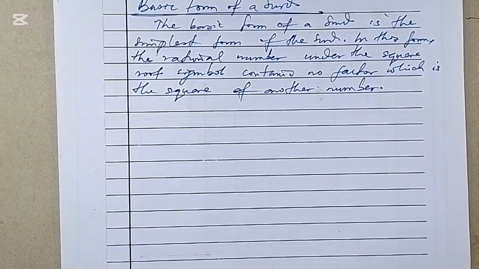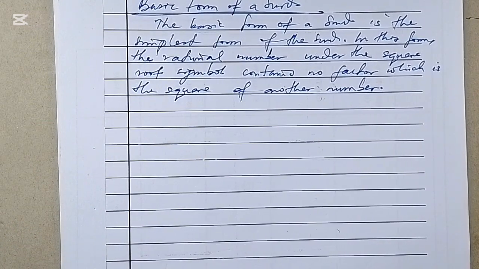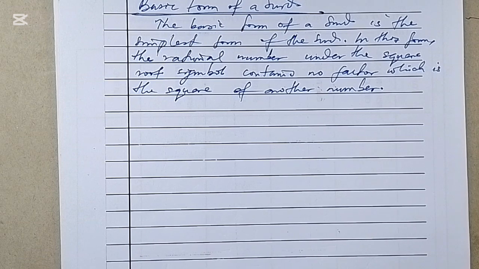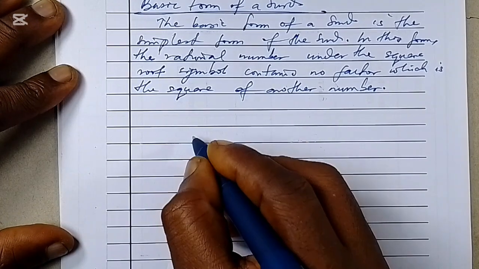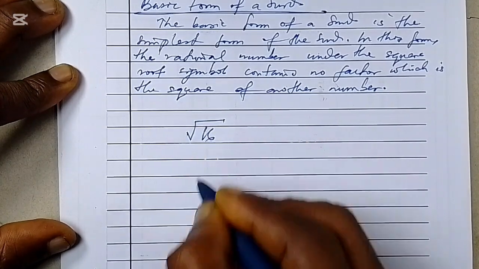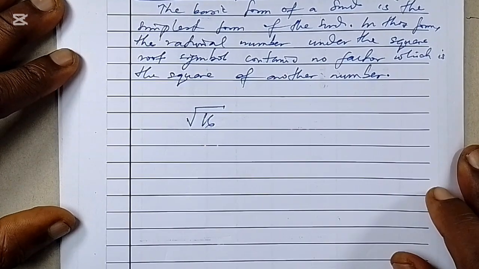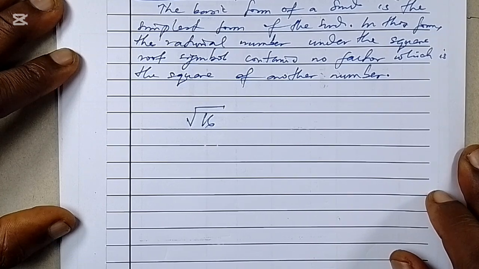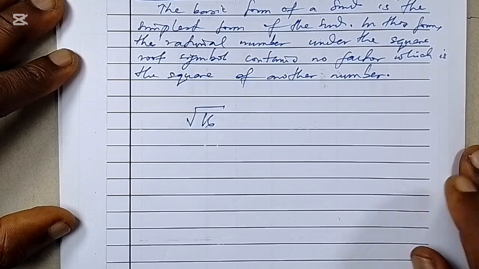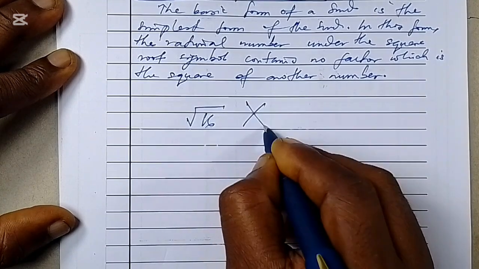Now, if the rational number under the square root is such that it contains no factor which is the square of another number, then that particular surd is called the basic form of the surd. Let me give you an example. If I give you a surd like square root of 16, is square root of 16 in its basic form? The answer is a big no. It is not in its basic form.